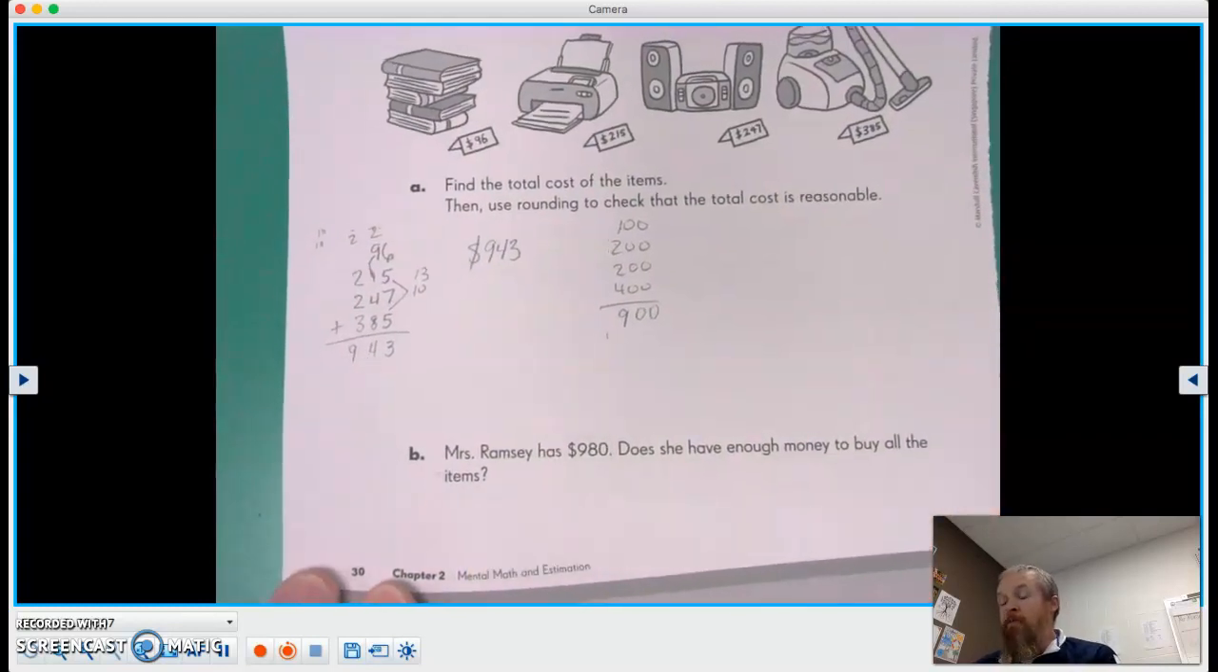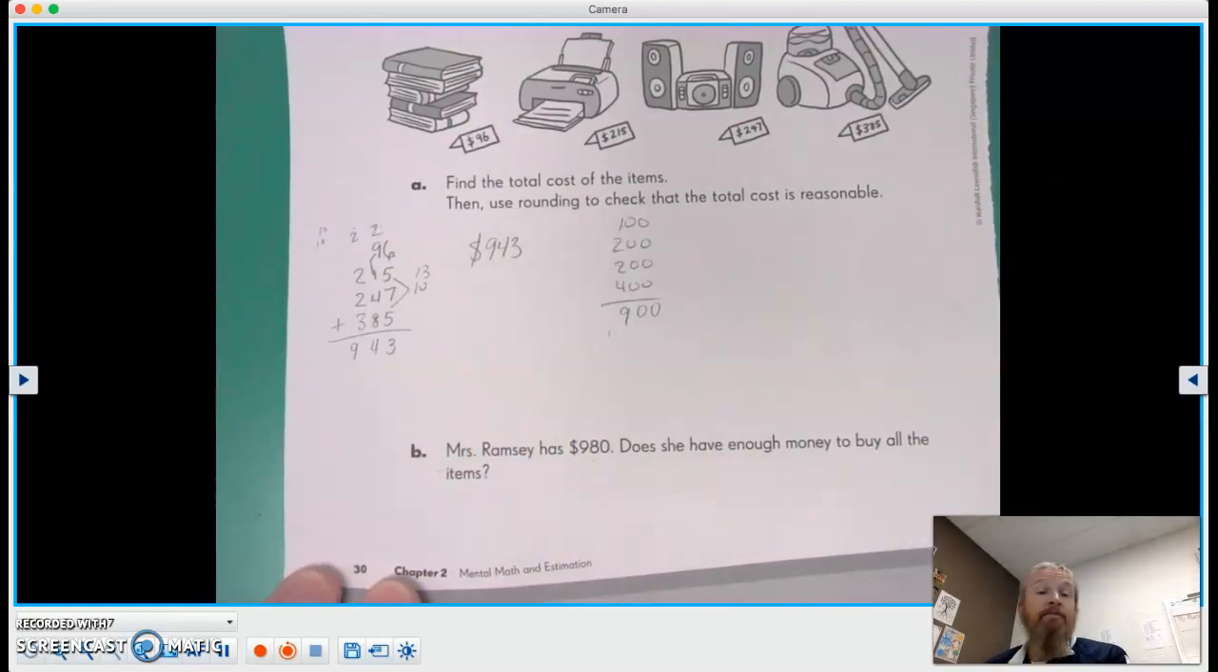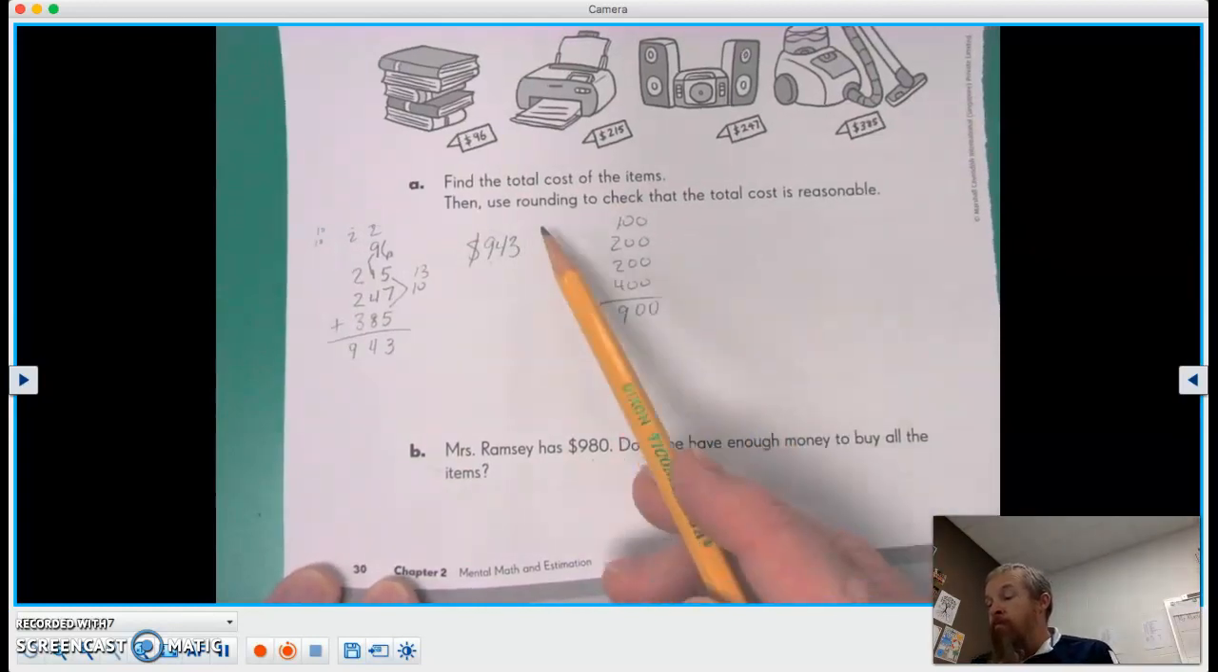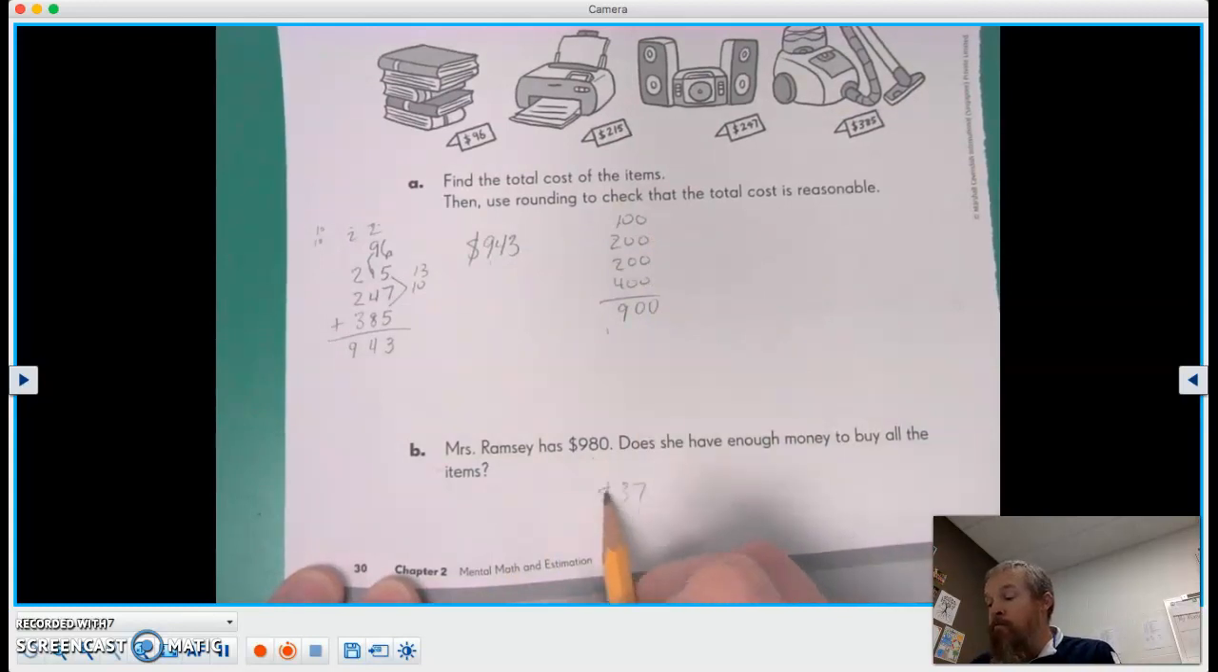Okay, Mrs. Ramsey has $980. Does she have enough money to buy all the items? Well, she has 980. Total cost is 943. Yes, she does. And 80 minus 43 would be $37 left.